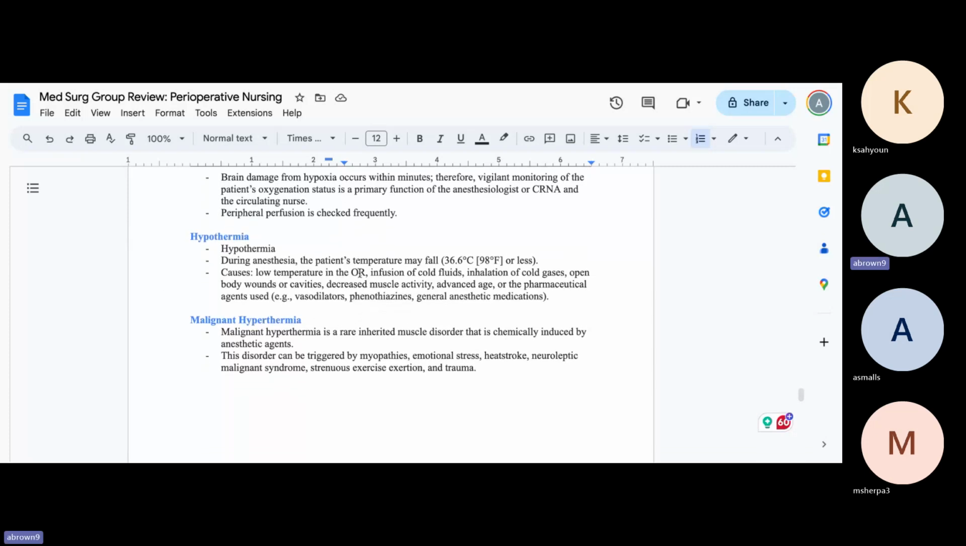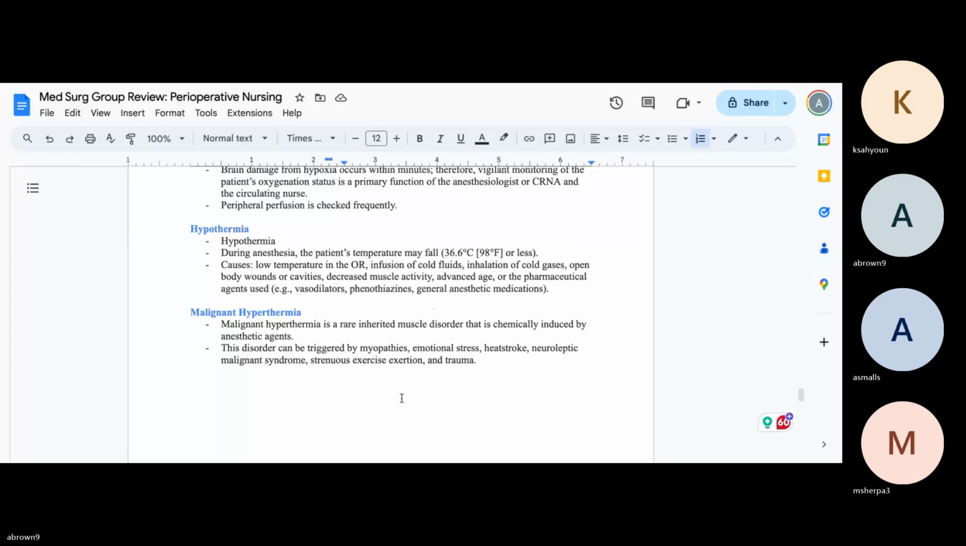Hypothermia. During anesthesia, the patient's temperature may fall to 36.6 or less. Some causes: there's usually a low temperature in the OR. Maybe the patient is given infusion of cold fluids, inhalation of cold gases, open body wounds or cavities, decreased muscle activity, or they're older adults, or the pharmaceutical agents used, depending on certain medications.